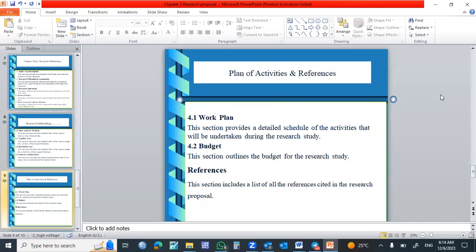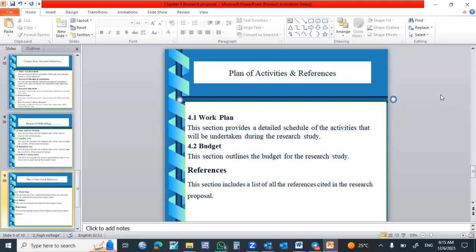And finally, we'll have a plan of activities. In the plan of activities, we'll have a work plan. A work plan means we have a list of the activities that we are going to do and when to do them. It may be listed monthly, weekly, quarterly, and so on. There should be a schedule for when we finish our proposal, when we start our final report, when we analyze our data, and when we present and defend our research in academic or other research institutions.